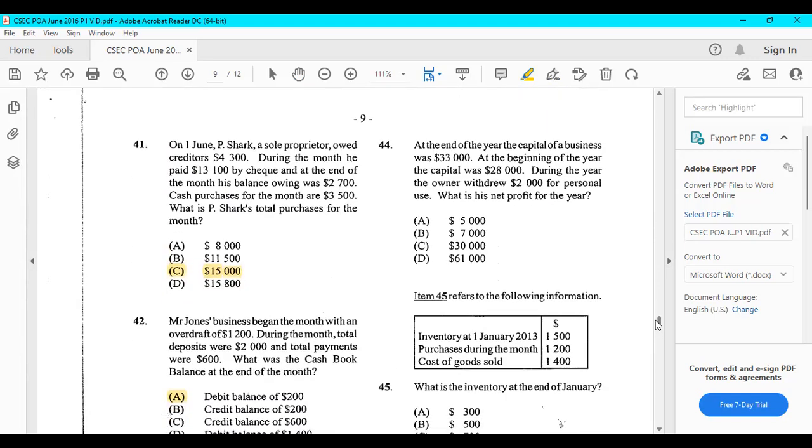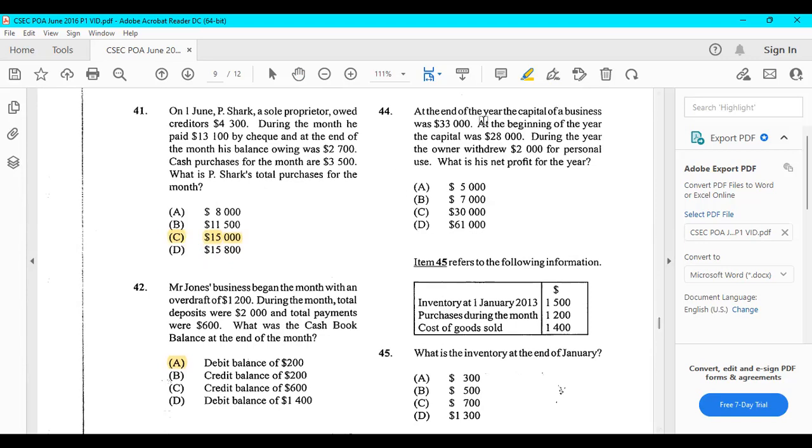All right. At the end of the year, the capital of a business was $33,000. At the beginning of the year, the capital was $28,000. During the year, the owner withdrew $2,000 for personal use. What is the net profit?